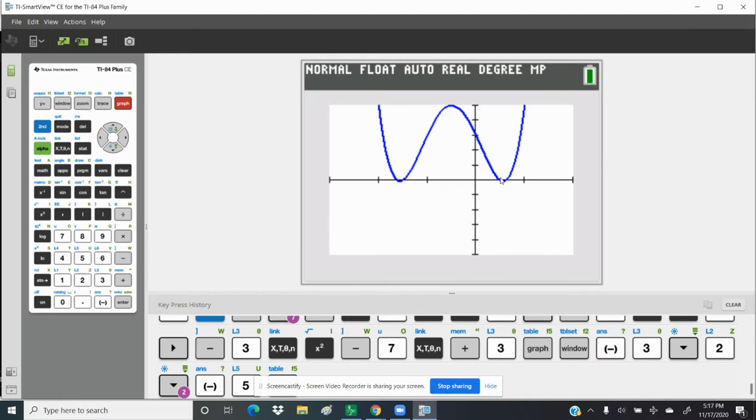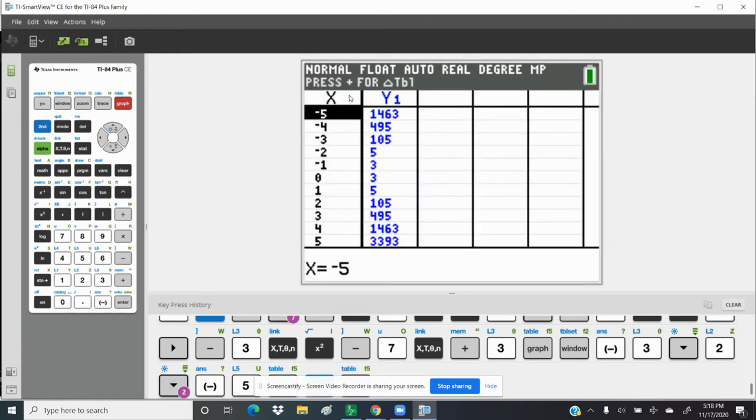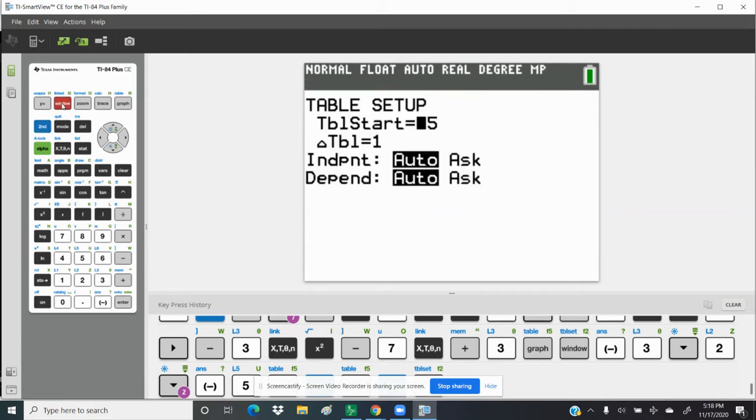But I want to take a closer look in here, see maybe what's going on at a half, and maybe what's going on between -1 and -2. So if I go to my table, it is now in ones, and I don't see any zeros in my y's, but I can change what my table increments are. If I go to second window, you see above it, it says table set. I'm going to change my table steps to 0.5.